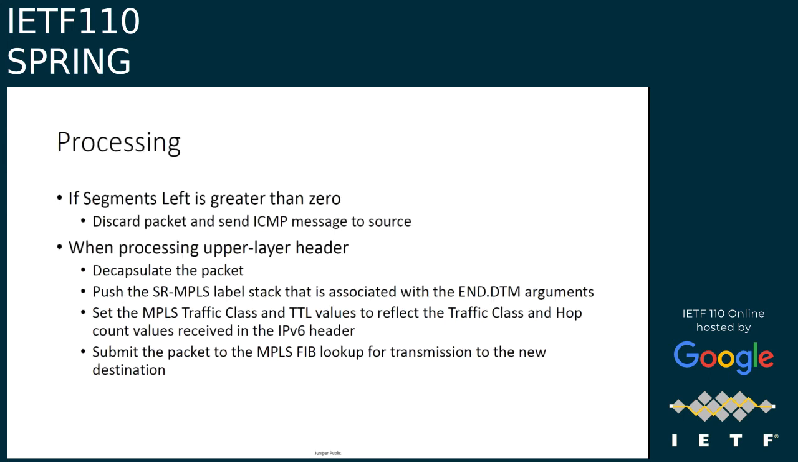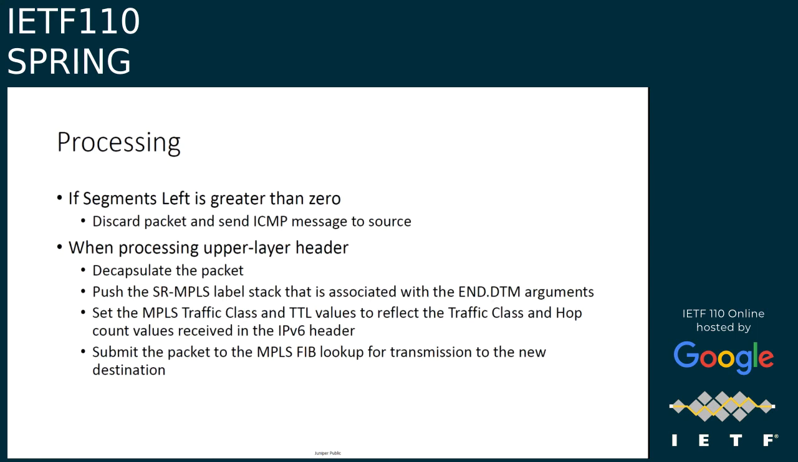So how do we process this? And here is where you'll see the difference between the EndDTM you just saw and this EndDTM. If segments left is greater than 0, we discard the packet and send an ICMP message to the source. If it is 0, we do nothing until we're processing the upper layer header. When we process the upper layer header, we de-encapsulate the packet. We push an MPLS label stack that is associated with the DTM arguments. We set the MPLS traffic class and TTL to reflect the traffic class and hop count that was in the IPv6 header. And we submit the packet to the MPLS lookup for transmission to the new destination.